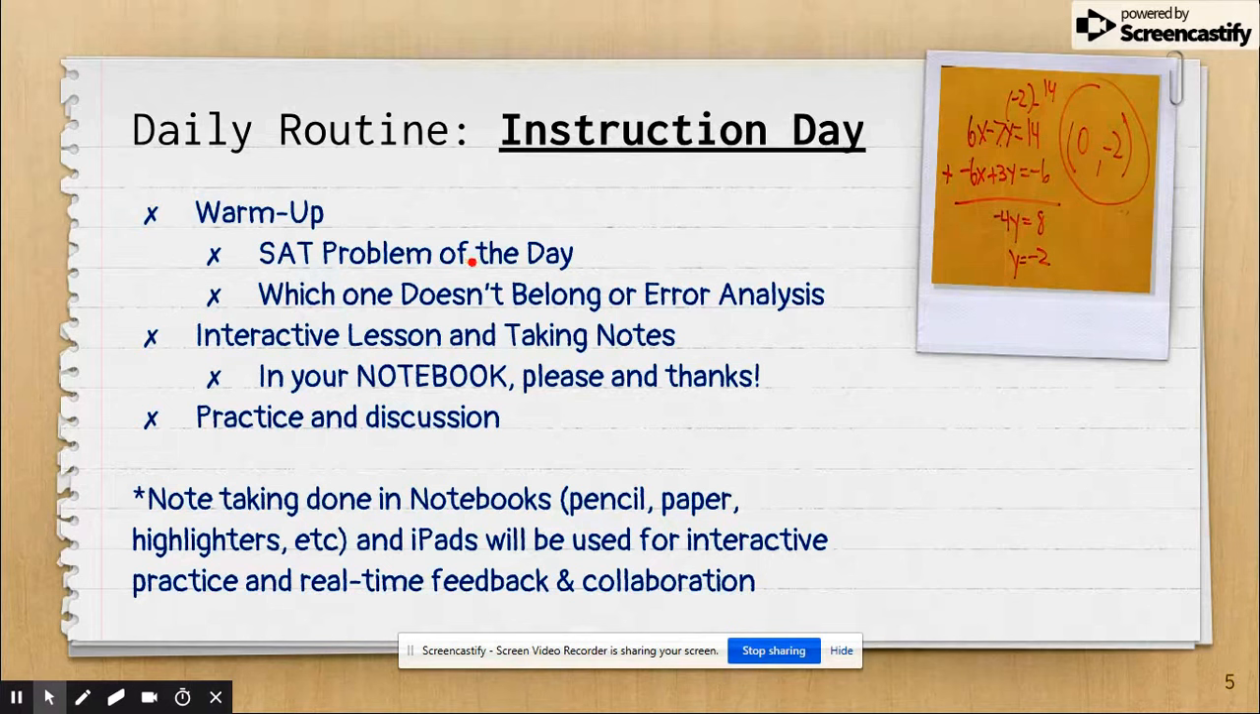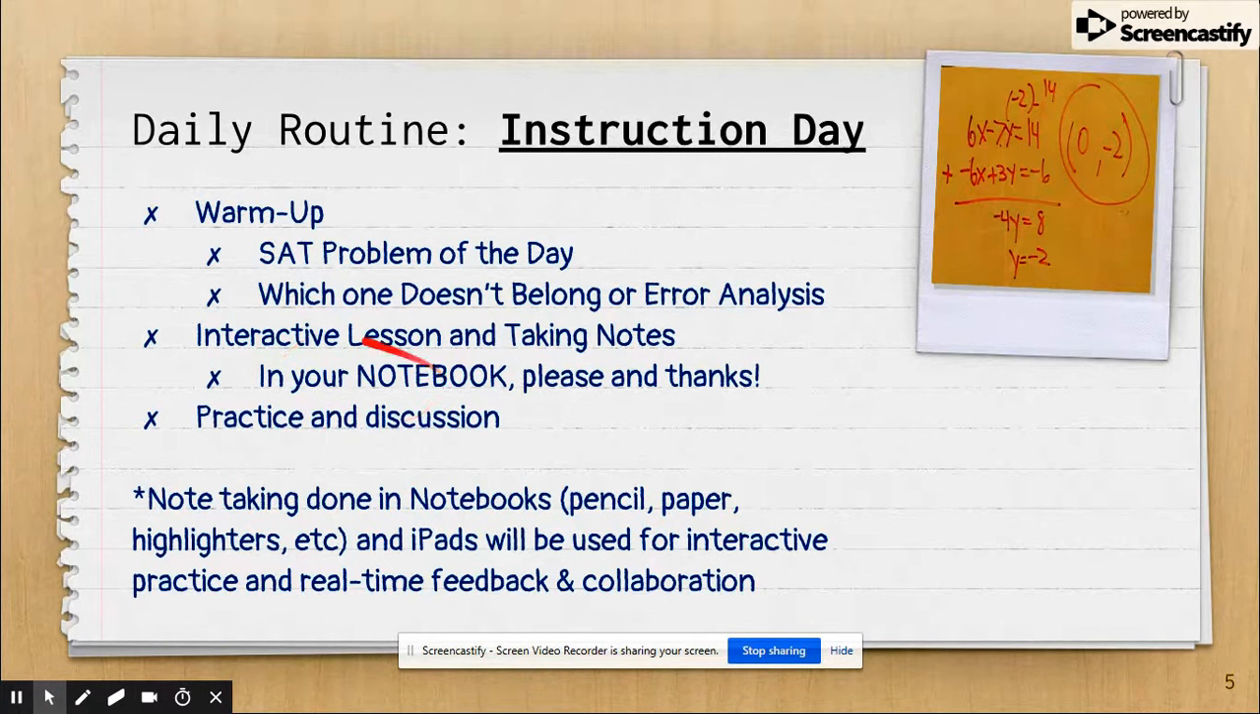The warm-ups could be like an SAT problem of the day. There's a lot of algebra in the SAT, a lot of stuff that you probably already know how to do. Maybe something called like a which one doesn't belong or analyzing errors. There's always going to be something to get you moving, and you'll be doing those warm-ups with your groups. Then after warm-up, we'll have an interactive lesson, and you're going to be taking notes on the lessons. I really, really need you to understand that in my class, we take notes in our notebook, pencil, paper, please, and thank you. You'll be doing some practice and discussion after the interactive lesson.